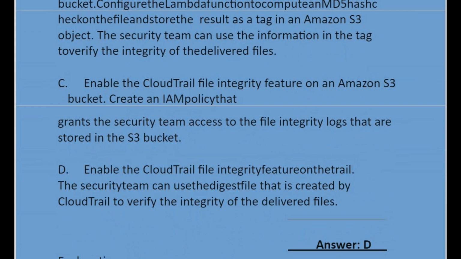Option C, enable the CloudTrail file integrity feature on the Amazon S3 bucket. Create an IAM policy that grants the security team access to the file integrity logs that are stored in the S3 bucket. Option D, enable the CloudTrail file integrity feature on the trail. The security team can use the digest file that is created by CloudTrail to verify the integrity of the delivered files. Correct answer is option D.